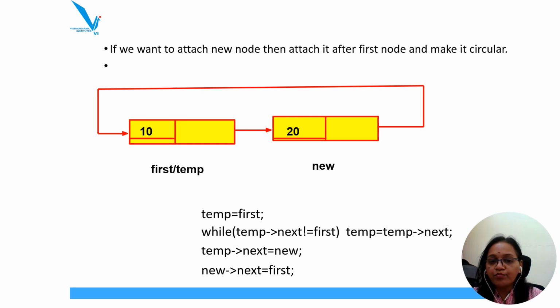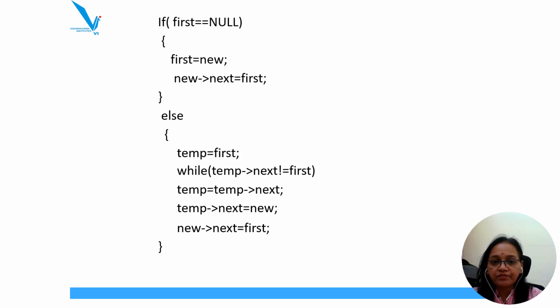Then what you have to do? Temp of next is equal to new. तो ये temp of next कौन आएगा? New आएगा. And new of next कौन जाएगा? First. तो new of next ये field में कौन जाएगा? First. Okay. The same thing is elaborated over here.